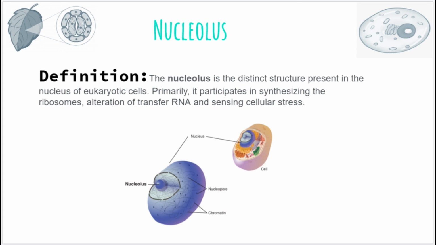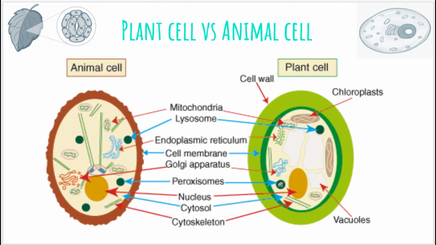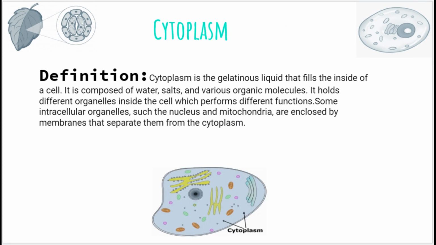In animal cell, a big nucleus is found in the center of the cell, whereas in plant cell, due to the presence of a big vacuole, the nucleus is found just near the plasma membrane or in a corner portion. Beside the nucleus is present the cytoplasm.